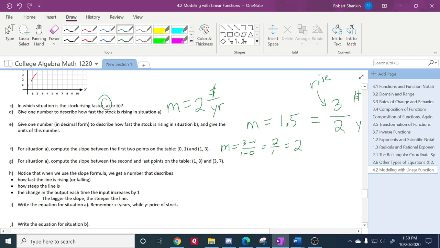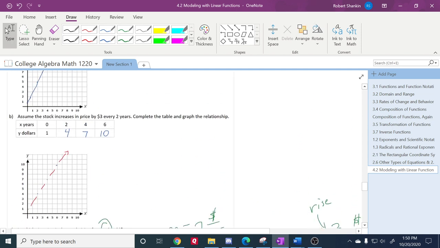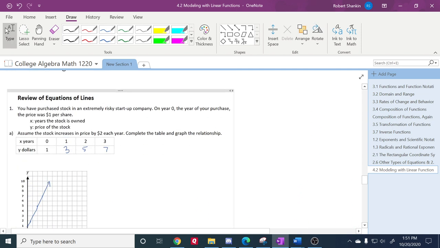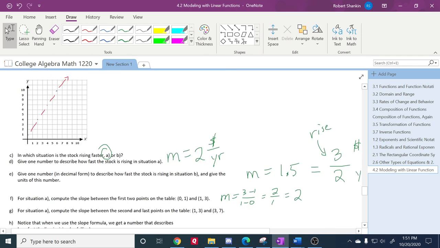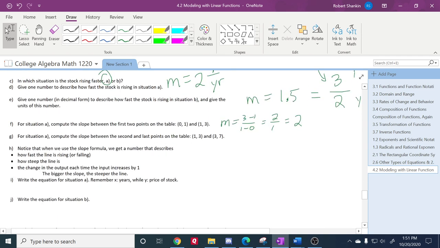And if we compute the slope between the second and the last point on the table. So there's the second point, and here (3, 7) is the last point. We are going to get, in this case, m equals 7 minus 3 over 3 minus 1.